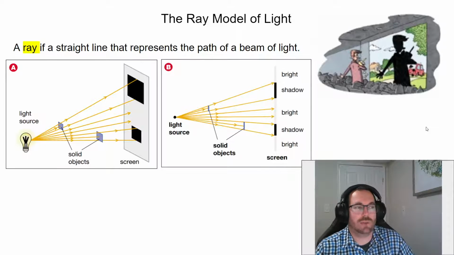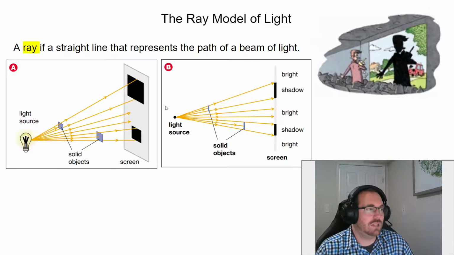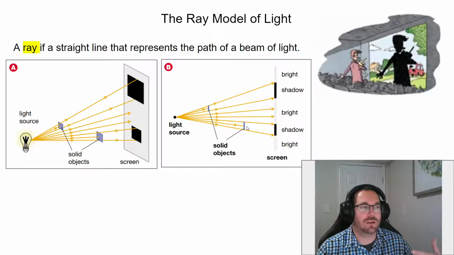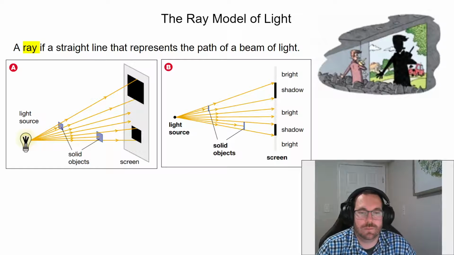So here we see two different ray diagrams that have a light source, and you'll see we have straight lines coming out of that light source. We also have different solid objects that are in the way, and we see that behind the solid objects, we end up having this shadow spot where the light rays can't pass through. And we see that the closer we have those objects to the light source, the bigger the shadow is going to be, because light radiates out, something that we also talked about previously as well.